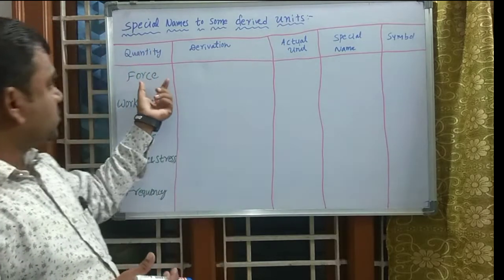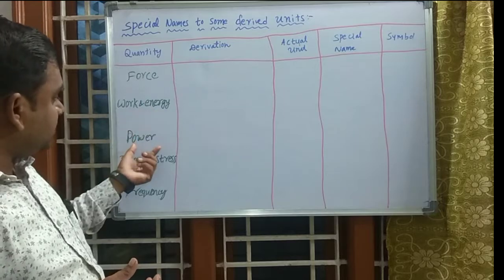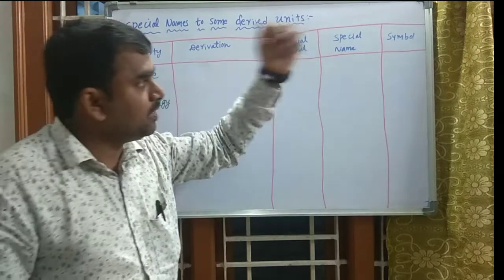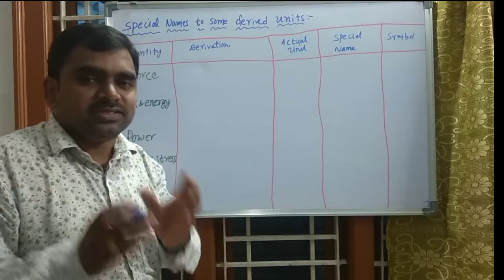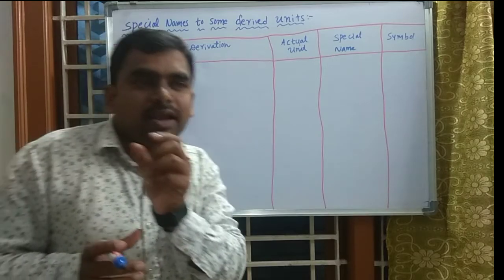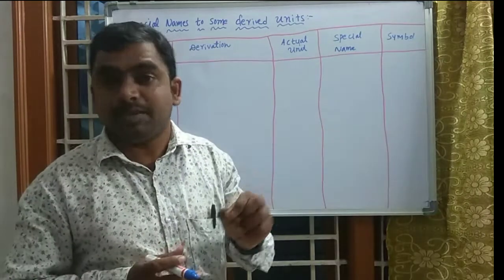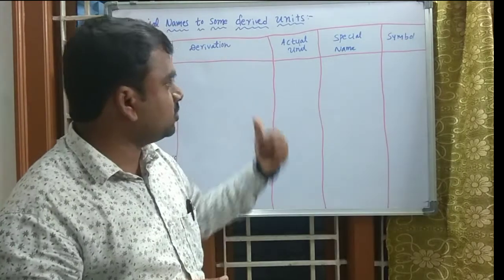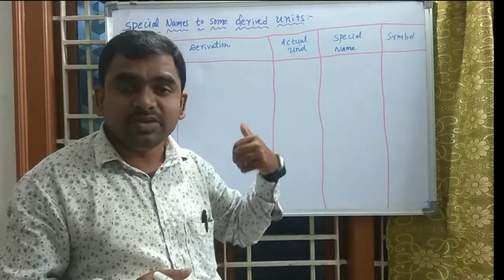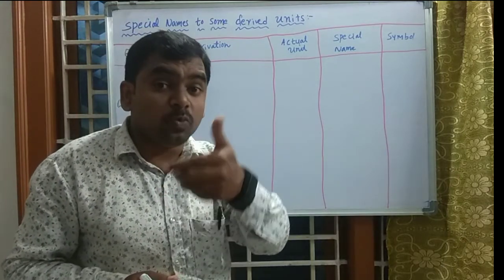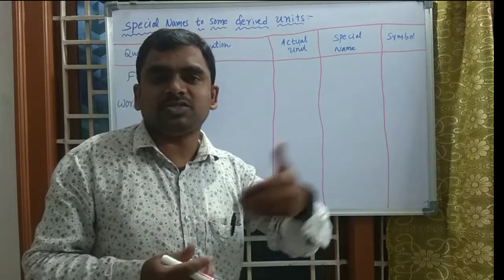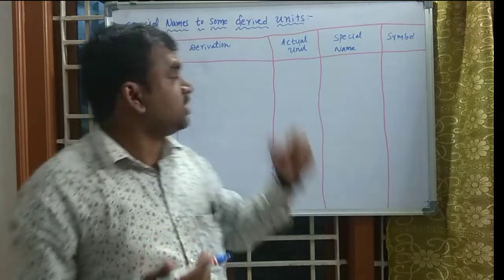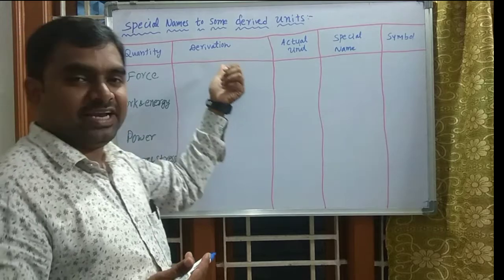Examples are force, work and energy, power, pressure and stress, frequency. But why do we need special names for these? Because sometimes it is difficult to write the total term. That's why we have introduced symbols. In the same way, some units have special names, and mostly these special names belong to scientists' names. How did they come? Here I have given the derivation also.